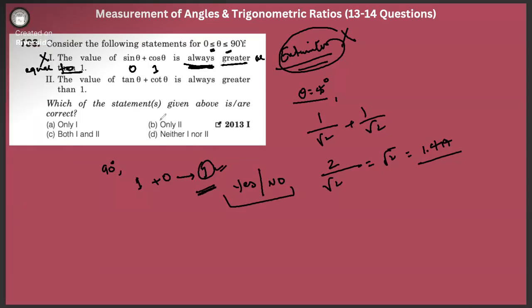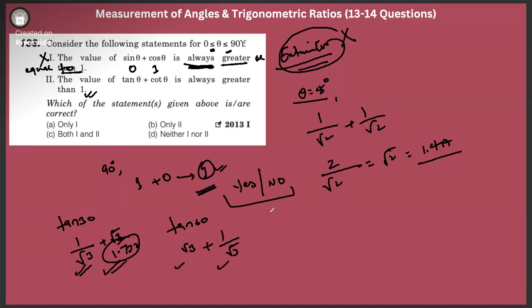How about tan? In this case, tan 30 is 1 by root 3, plus cot 30 is root 3. Root 3 is 1.732 plus something. Is it greater than 1? Yes. Tan 60 is root 3, cot 60 is 1 by root 3. Is it greater than 1? Yes. Tan 45 is 1, cot 45 is 1. Is it greater than 1? Yes. We have found three different cases where it is greater than 1. So the second one is the correct one. We will go ahead with B as the answer to this particular question. Clear?